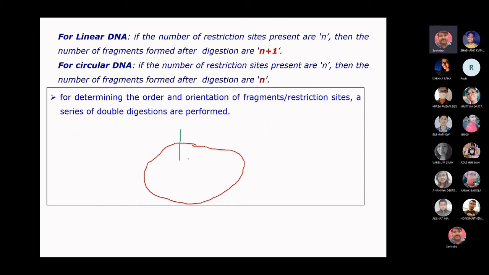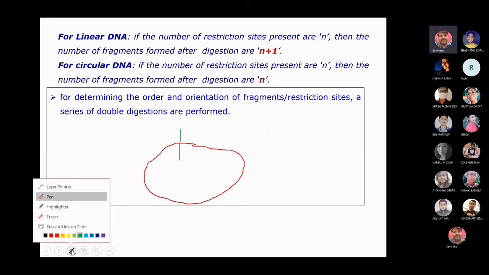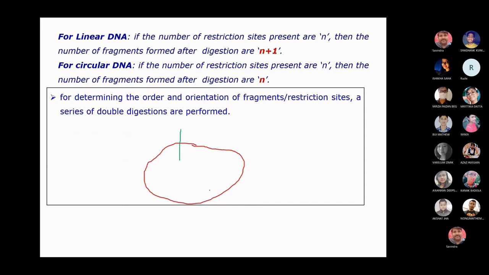But for Z enzyme, okay, suppose there is one more site which is blue in color. Okay, there is one more site. So if you are digesting it with X enzyme or Y enzyme or Z enzyme by single digestion, every time you are getting only one fragment or one band in the gel electrophoresis. Please listen to this point very carefully.